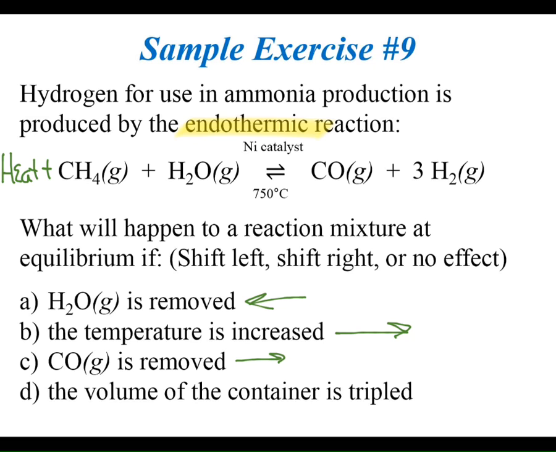Okay. The volume gets 3 times bigger. So if the volume goes up, the pressure did what? Went down. So the pressure is too low. If I want to build back the pressure, I need more molecules. Which side has more moles of gas? This side has 2 moles of gas, 1 and 1. This side has 1 plus 3, 4 moles. So yes, it would shift to the right.